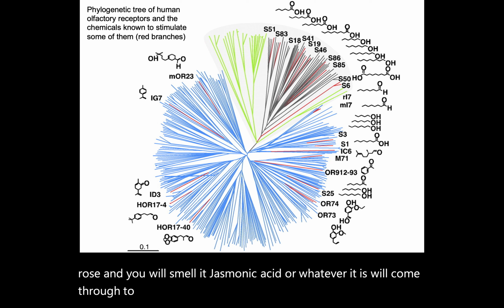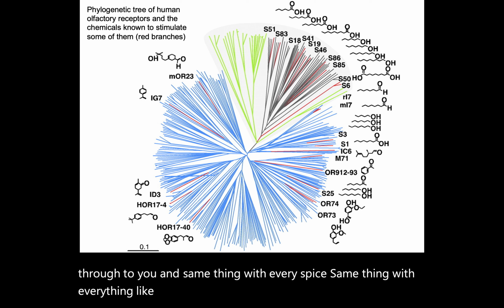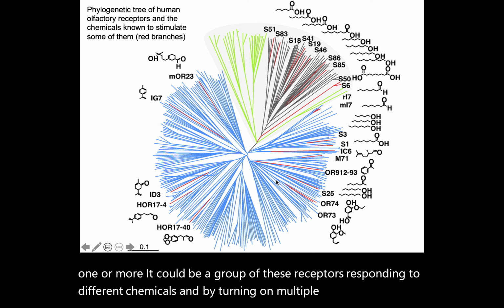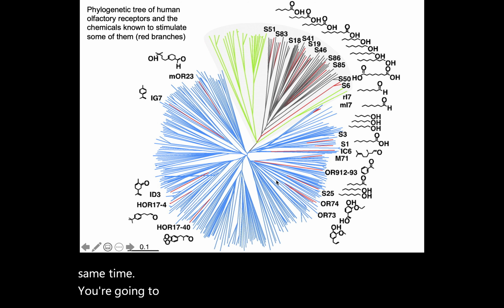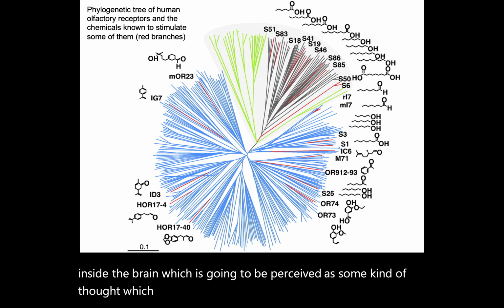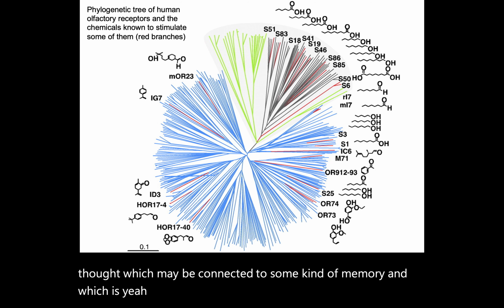And same thing with every spice, same thing with everything, like wet leaves, lawn clippings, whatever it is, you have one or more, it could be a group of these receptors responding to different chemicals. And by turning on multiple receptors at the same time, you're going to create some sort of basically electrical signal inside the brain, which is going to be perceived as some kind of thought, which may be connected to some kind of memory, and which is eventually going to be hooked up to your consciousness.